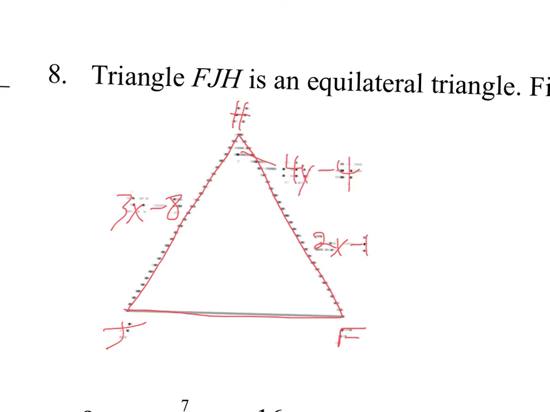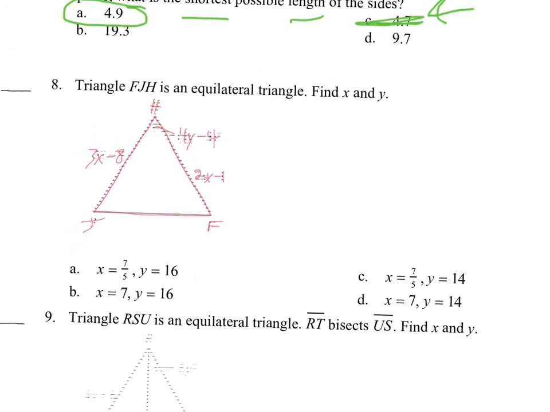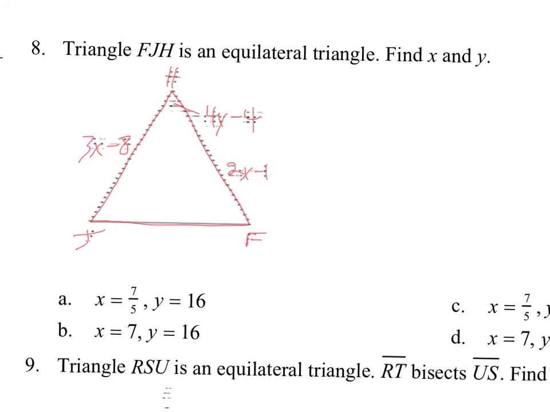All right. So the question tells us that it's an equilateral triangle, which means all the sides are congruent. Find x and y. Well, what this also means is that the angles are all congruent as well. And if they're all congruent, we should know that they're all 60 degrees. It's just a fact. The angles of an equilateral triangle or equiangular triangle are 60 degrees.